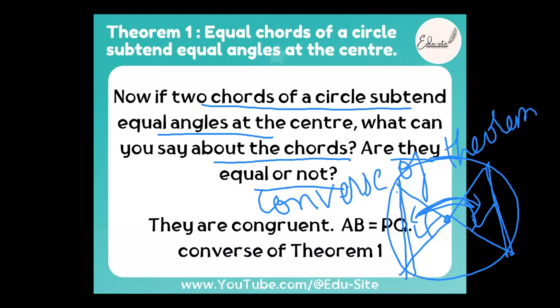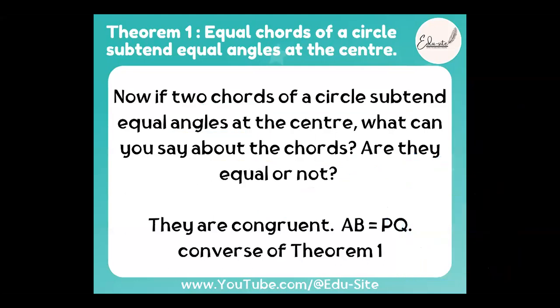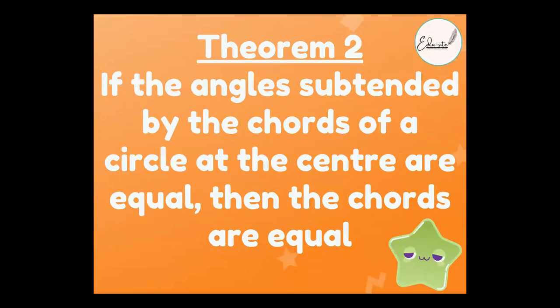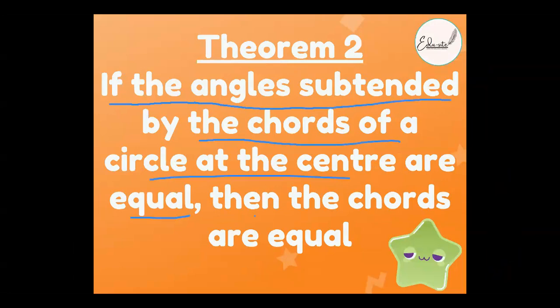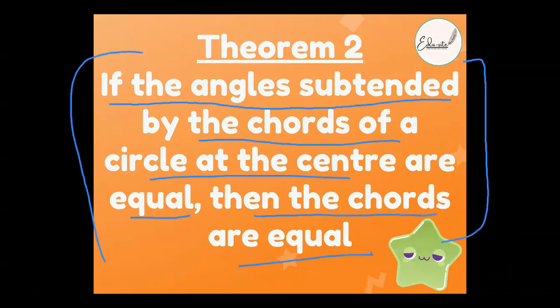Let's consider theorem 2. The statement is that if the angles subtended by the chords of the circle at the center are equal, then the chords are equal. Is it not the converse of theorem 1? What does theorem 1 state? Come on, please tell me. Equal chords of a circle subtend equal angles at the center.